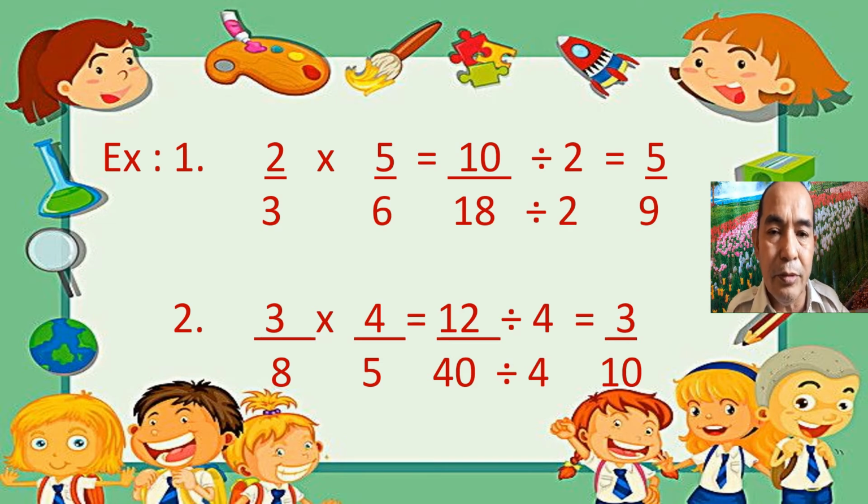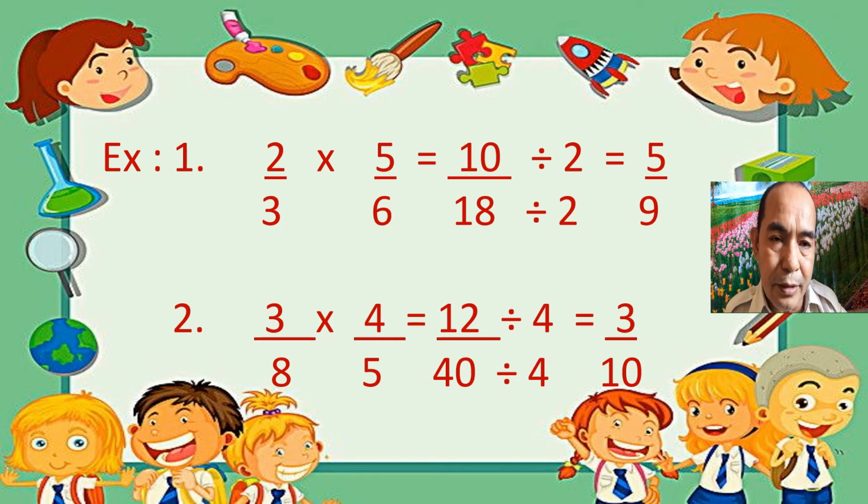So, example number 2. We have 3/8 times 4/5. Okay. Multiply 3 and 4, which is the numerator. Result is 12. 8 times 5, which is the denominators of the two fractions. We have 40. So, answer is 12 over 40. Okay, take note that 12 and 40 are all composite numbers. So, we will find their common factors.